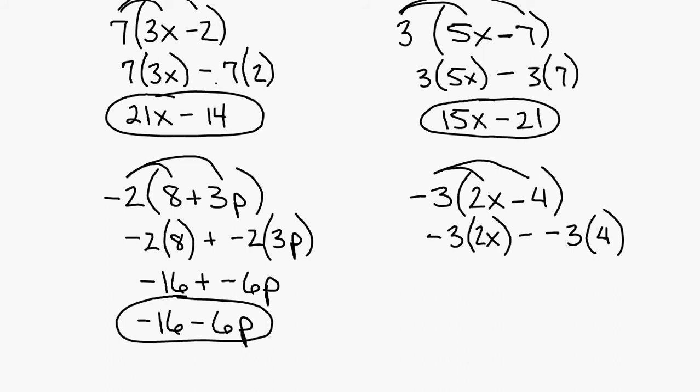So negative 3 times 2x is negative 6x. The minus sign comes down. And negative 3 times 4 is negative 12. And again, you won't see two negative signs next to each other, just like you won't see a positive and a negative next to each other. So you have to simplify that. And when you simplify subtracting a negative, it just becomes plus. So this becomes negative 6x plus 12.